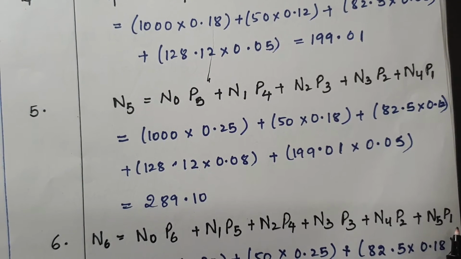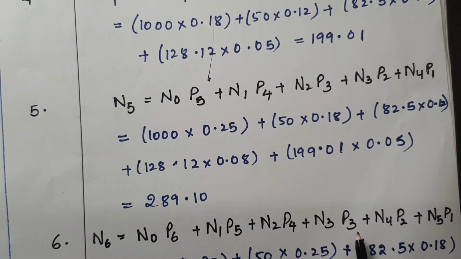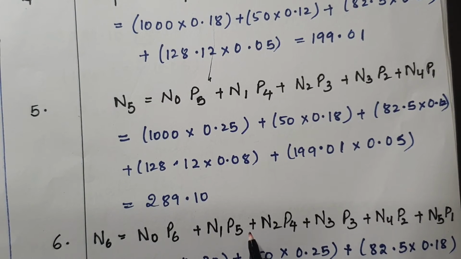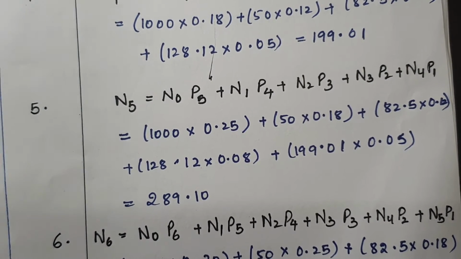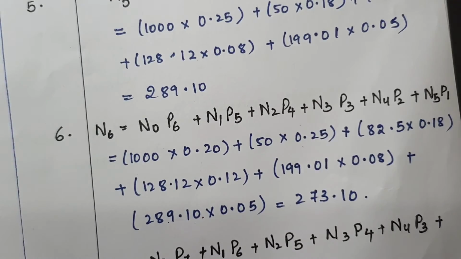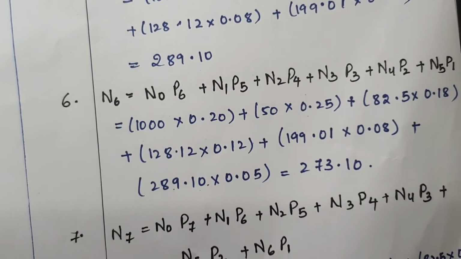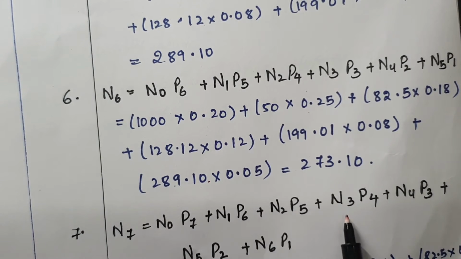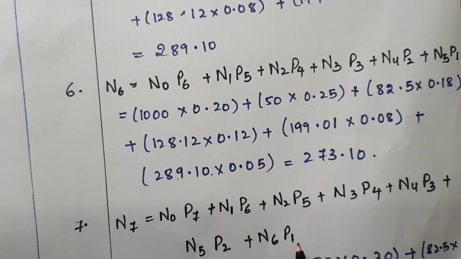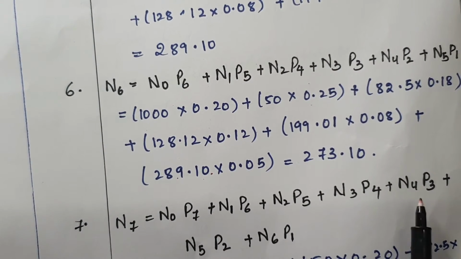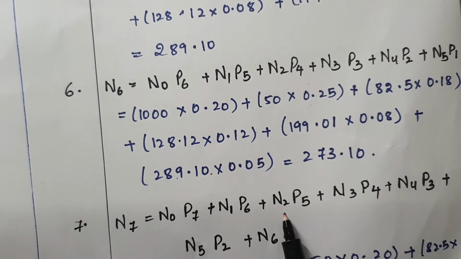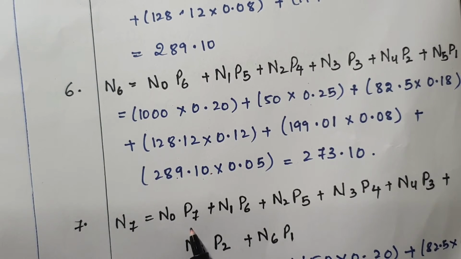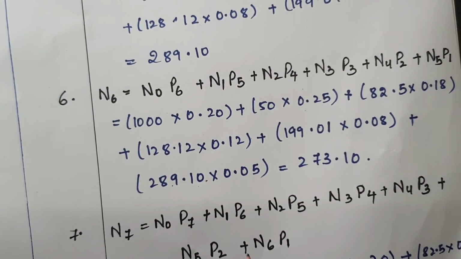So here you can write P1, P2, P3, P4, P5, P6. Then again you have to go for N7. N7 means N0, N1, N2, N3, N4, N5, N6. Then P1, P2, P3, P4, P5, P6, P7, like this, reverse mode. This is ascending order and this one is the descending order.